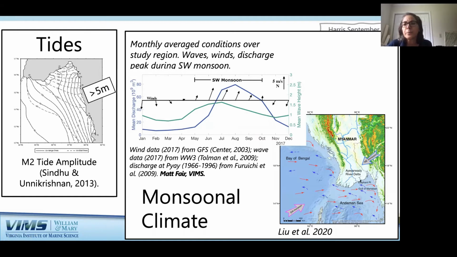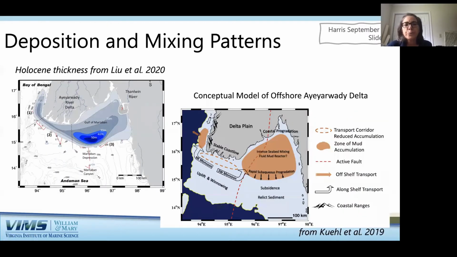And then another thing that we knew about this site is that the tides are very energetic. So this is a plot of tidal amplitude from a 2013 paper showing that the tide amplitudes exceed 5 meters and that they're especially energetic along the eastern edge of this study area. So then our group worked on trying to relate the sediment deposition and mixing patterns based on what we knew about the physical oceanography. So again, here, this is the isopack thicknesses from the Holocene record, again, showing this maximum deposition offshore of the Gulf of Martaban.